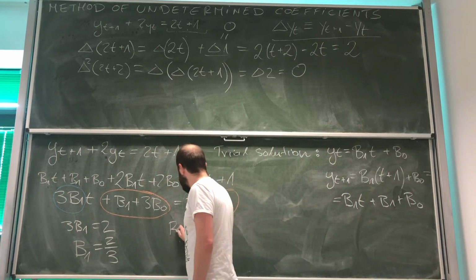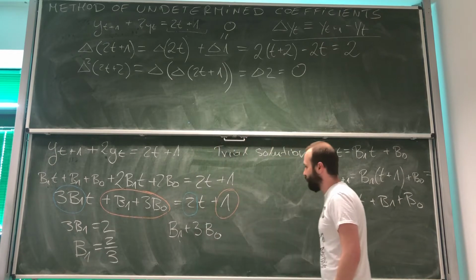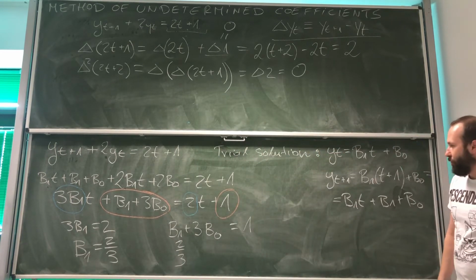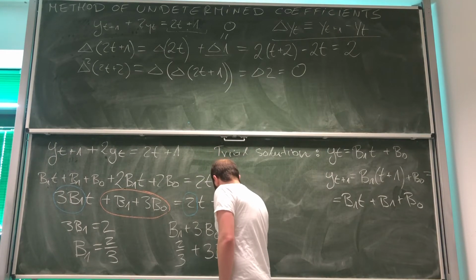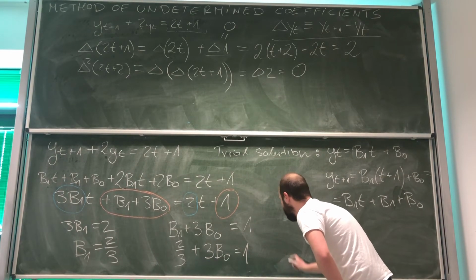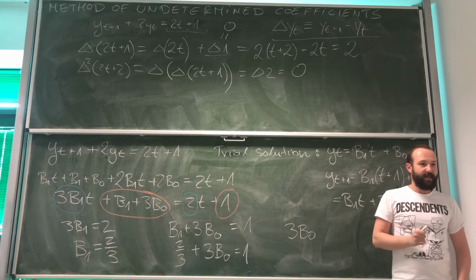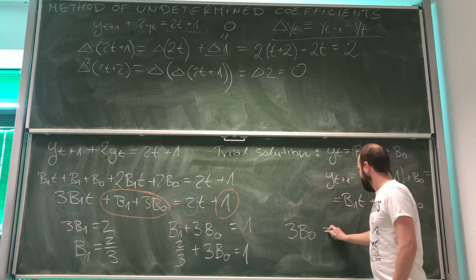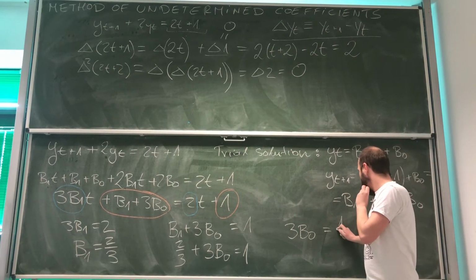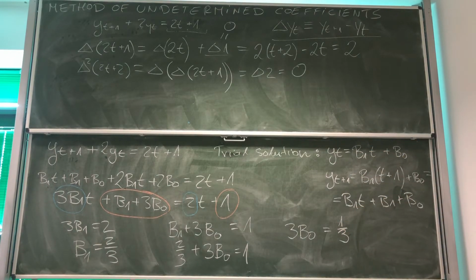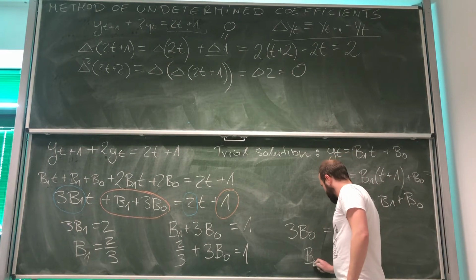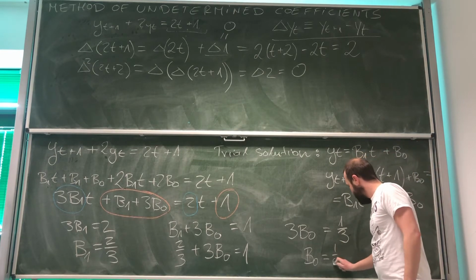We've got the b1 plus 3b0 is equal to 1. However, we already know that b1 is equal to 2 over 3. Now plus 3b0 equals to 1. Okay, so look, we get out of it that 3b0, right, is equal to 1 over 3. Consequently, b0 must be equal to 1 over 9.